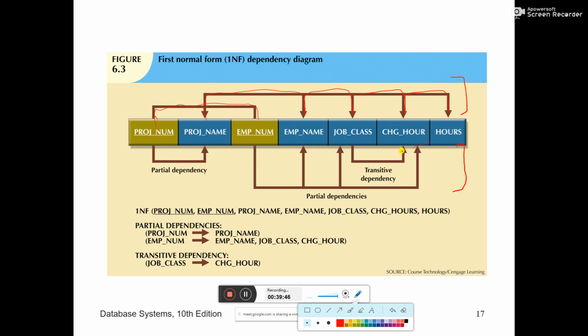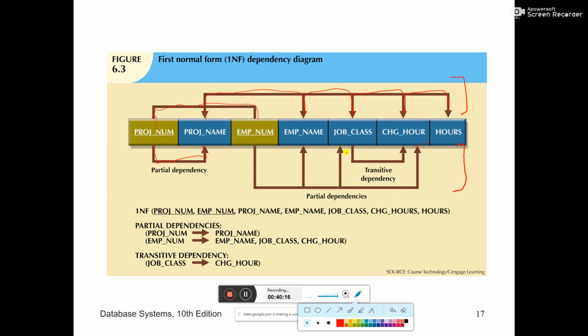Now what kind of dependencies exist in this table? We can see that here we have one partial dependency: project name depends on project num, not on employee num. Similarly, another partial dependency we have: employee name depends on employee number but not on project number. Similarly, job class and charges per hour depend on employee. It has nothing to do with project.